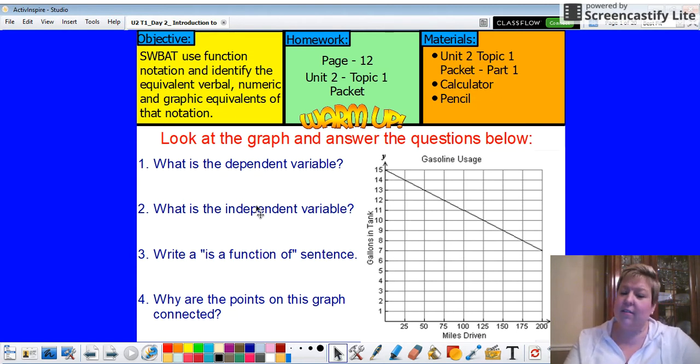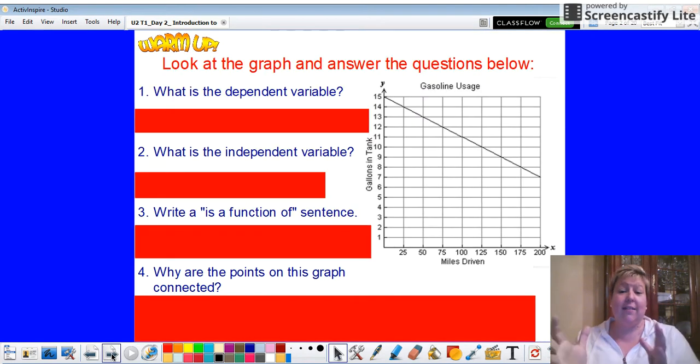So we just went ahead and asked some questions. What is the dependent variable? What is the independent variable? Writing an "is a function of" statement, and then figuring out why these points are connected, whereas yesterday in the example, they were not. So if you already went through this in class, you can kind of shift forward. If you want to review one more time with me, here we go.